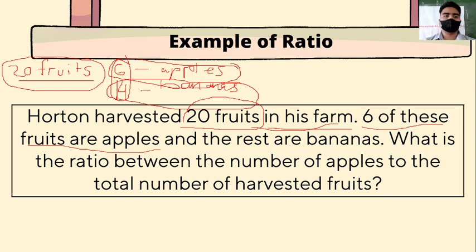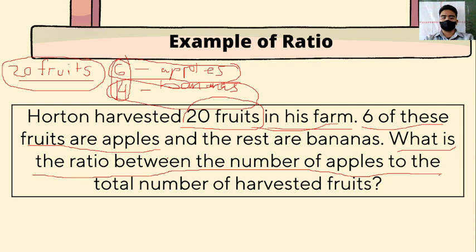So let's have this one. The question is, what is the ratio between the number of apples to the total number of harvested fruits? What do you think? What is the question? What is the ratio of what? The ratio of the number of apples to the total number of harvested fruits.